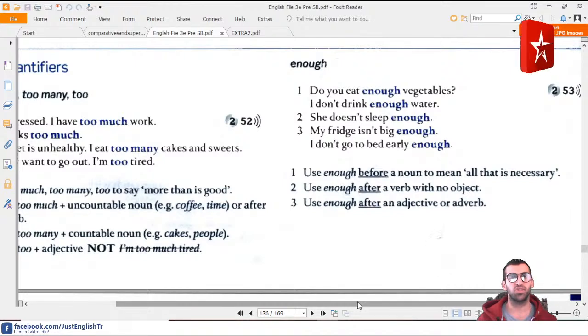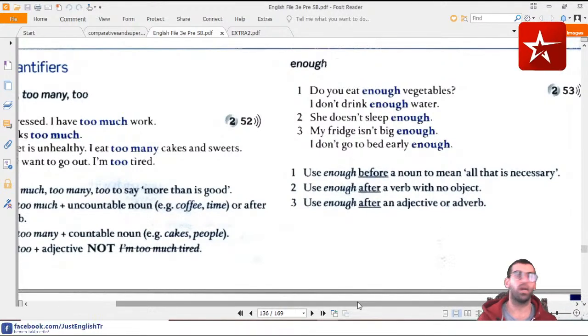And the next rule is about what? We can use enough after adjective and adverb. Like number 2, she doesn't sleep enough. Okay, it was about verb. But number 3 is about the adjective and adverb.